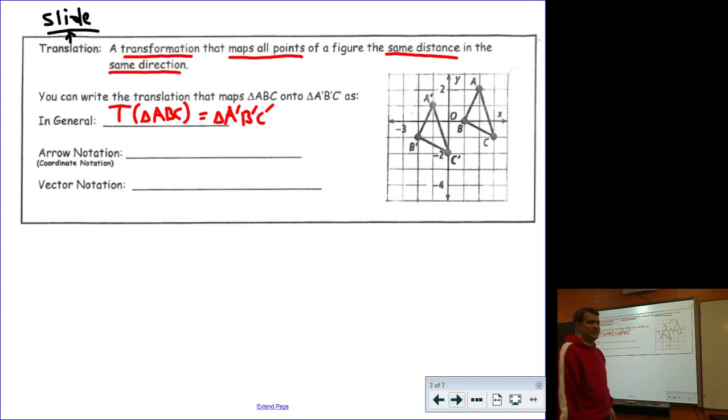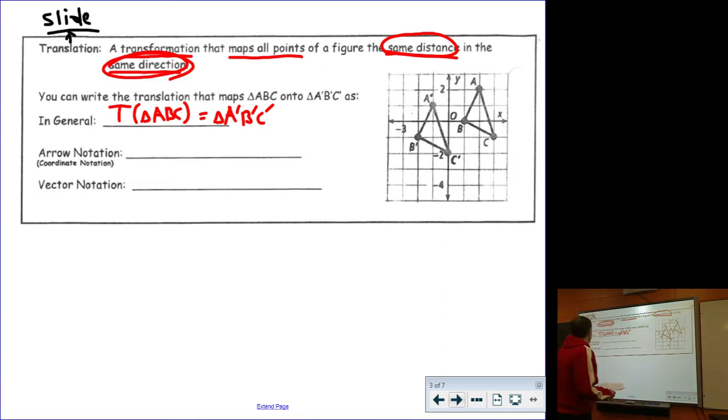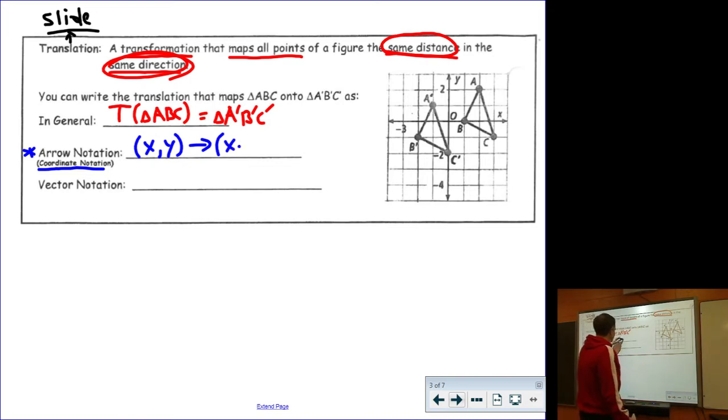Let's look at the specific notation, which also gives us the direction and the distance. It would look like this. I'm going to start here with arrow notation. Sometimes arrow notation is called coordinate notation. And it looks like this. (x, y) maps onto (x minus 3, y minus 1).